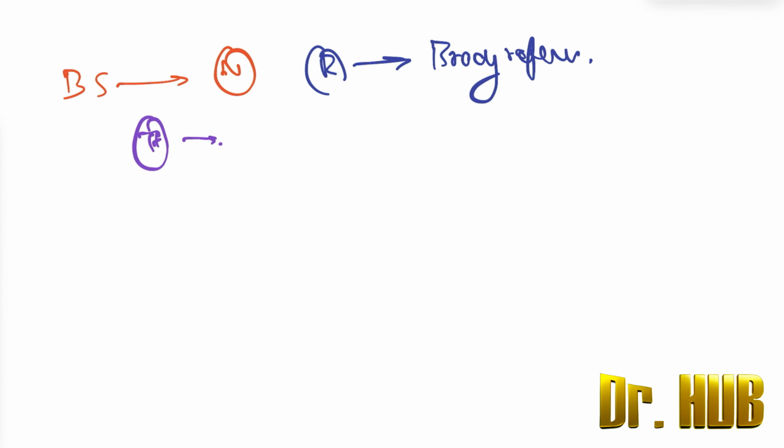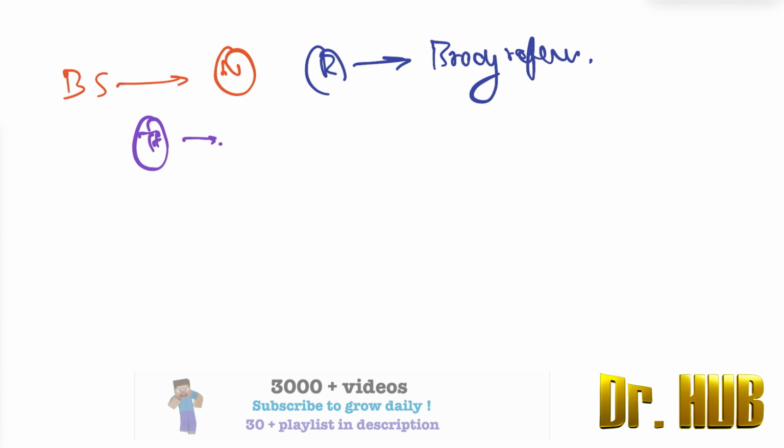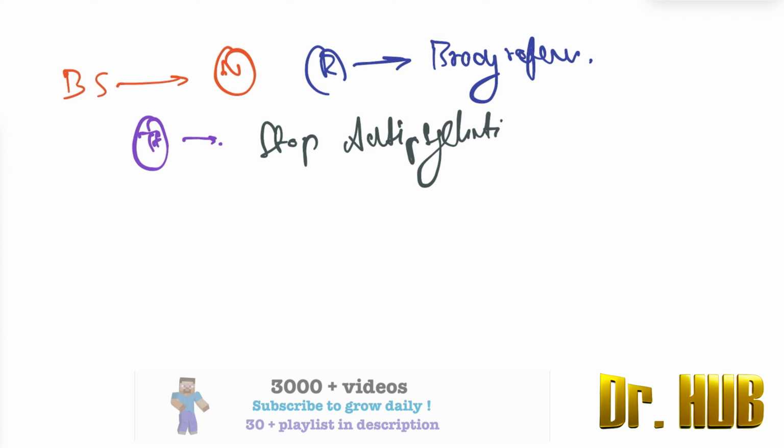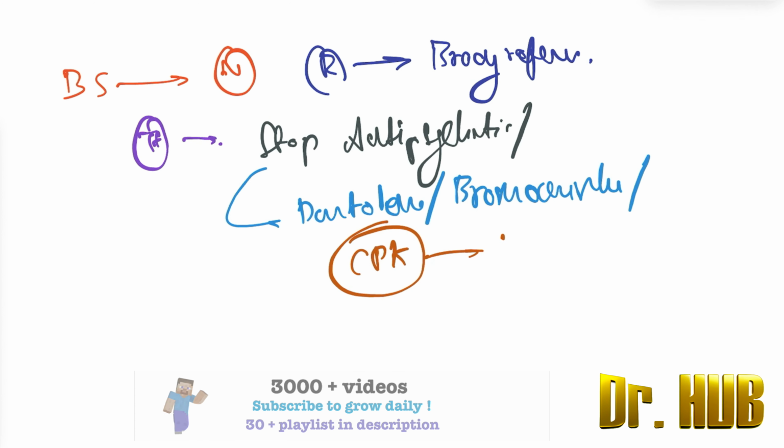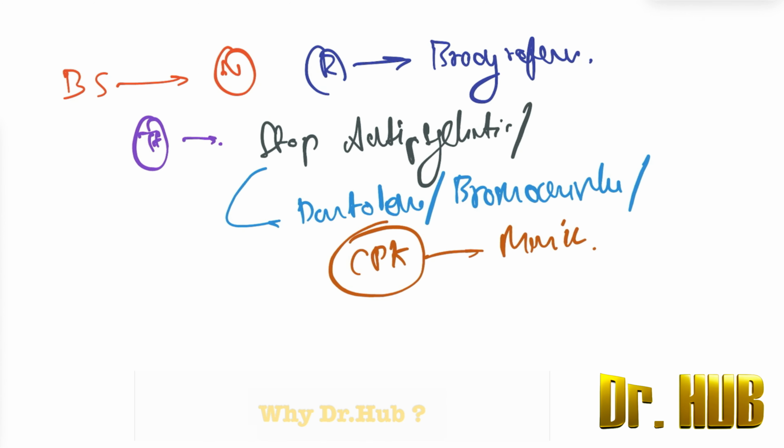How do you treat neuroleptic malignant syndrome? The treatment is by stopping the antipsychotic and giving dantrolene. We administer dantrolene and bromocriptine, and we monitor the CPK levels.